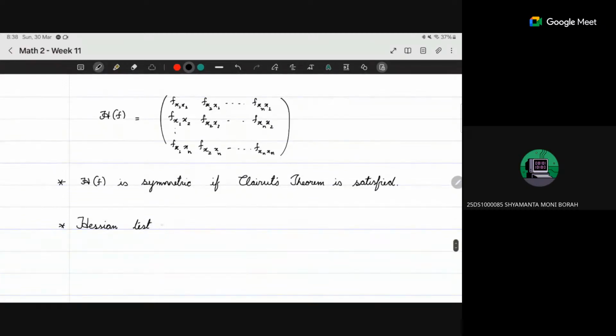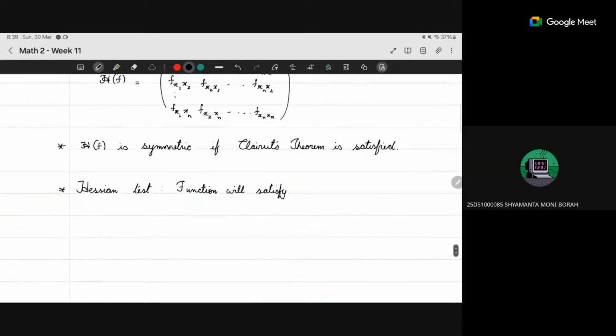Hessian test. So the function will satisfy the hypothesis of Clairaut's theorem. I'll not keep writing it over and over again.